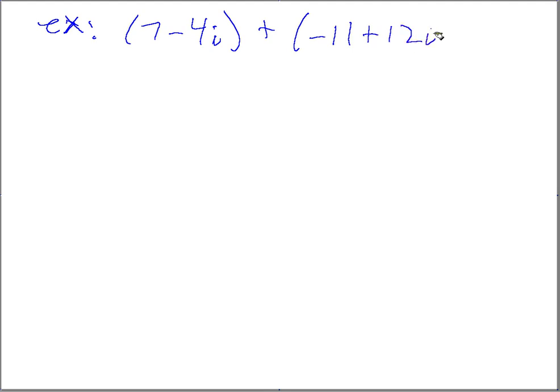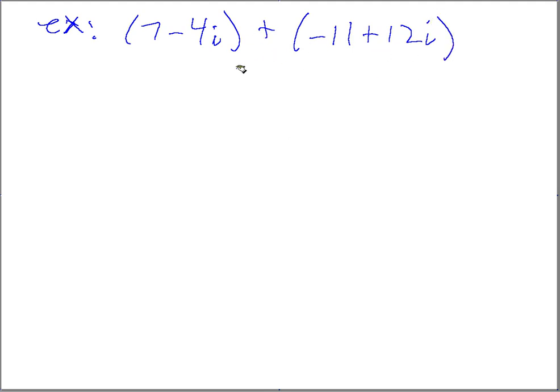So let's go and clear out the screen here. Let's suppose I want you to add the following two complex numbers. Let's go ahead and add something like 7 minus 4i. Let's calculate 7 minus 4i plus negative 11 plus, let's make it 12i. So how do we add these two complex numbers?